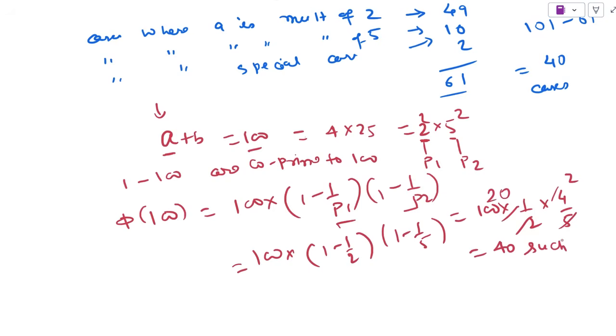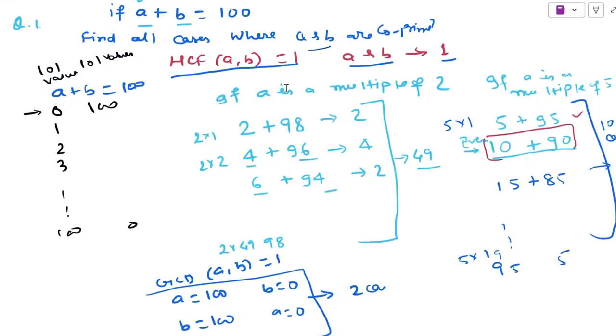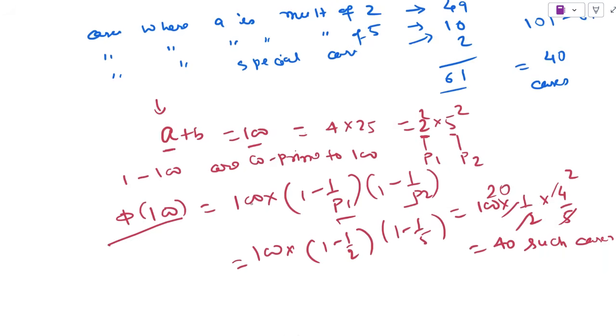So we have got this answer from the totient function also, and we have got that answer from the manual counting also. So you have to use the totient function in the examination because the totient function is very important, and you have to use this totient function, which is 100 into 1 minus 1 by P1, 1 minus 1 by P2. Okay? Just remember this.